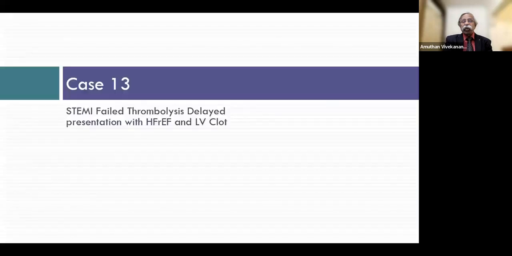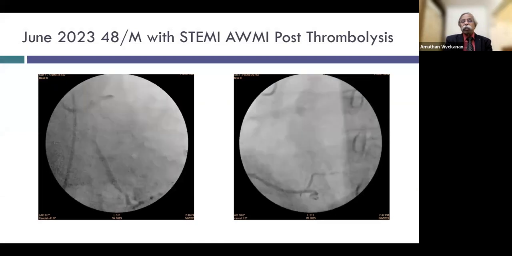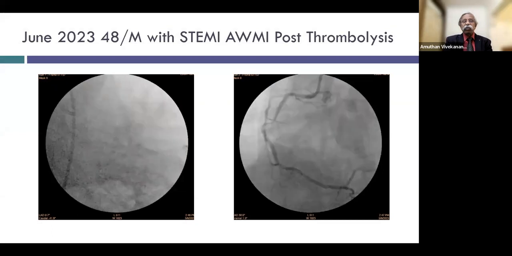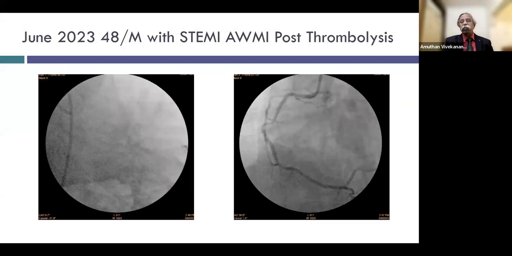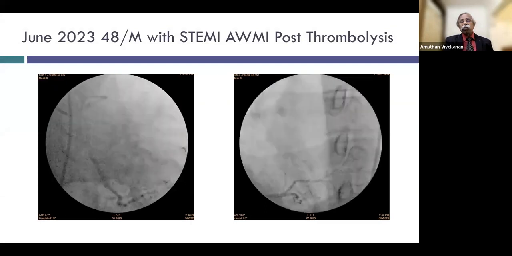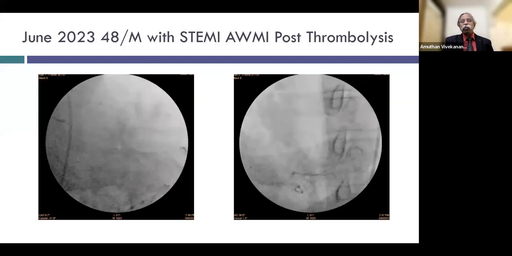Late thrombosis is a very interesting case, you can see. Delayed presentation with heart failure. See that this patient presented with acute MI, STEMI, and underwent thrombolysis in 2023 June. And they can see here the patient underwent angiography. There was a 100% occlusion in the LAD.